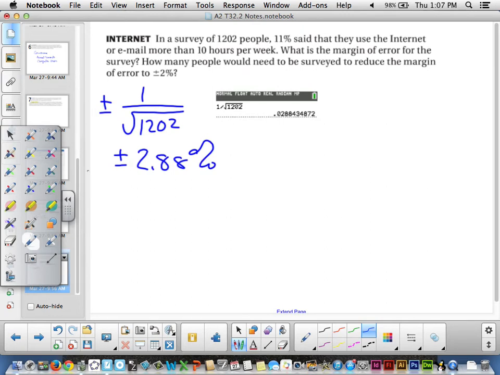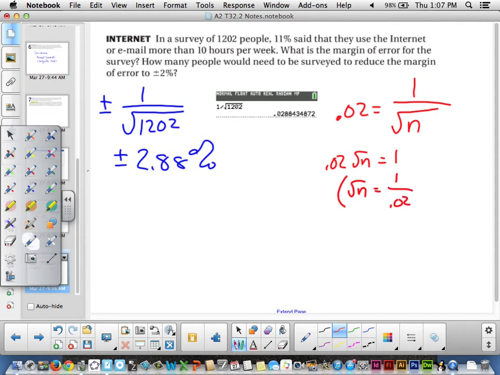And we want to increase our reliability to 2%. So that means we need to survey more people. Well, how many people do we need to survey to get 2%? Let's take our 2% written as a decimal, 0.02, and set it equal to 1 over the square root of n. And then we'll solve for n. We'll multiply by the square root of n. We'll divide by 0.02. And then we'll square both sides.